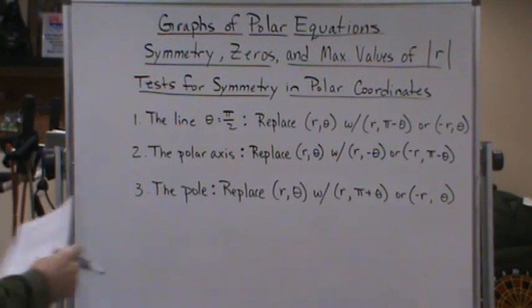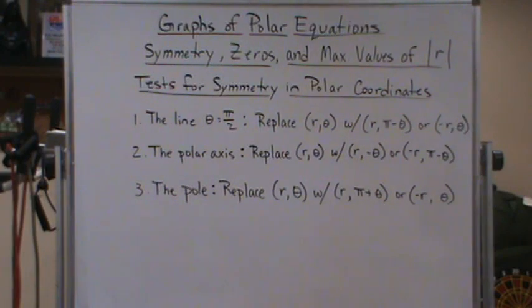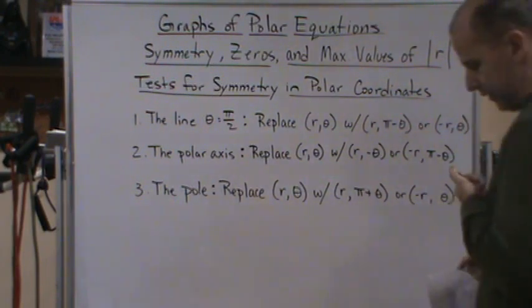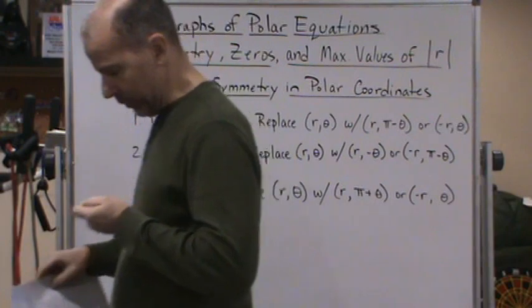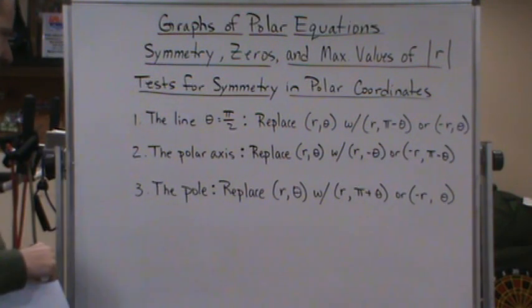All right, now let's talk about tests for symmetry. So in the last video, I showed you examples of the three symmetries that we're going to talk about. And if you noticed, I also wrote different ways of writing those points, which also tells us how we can find what symmetry exists.